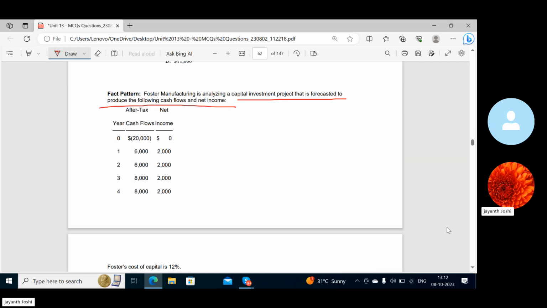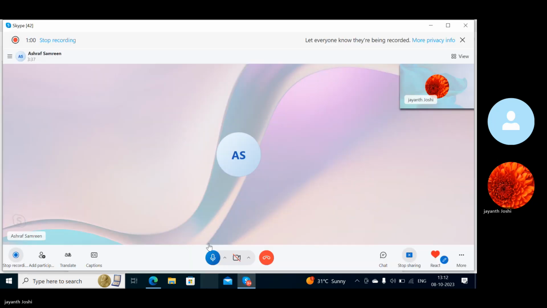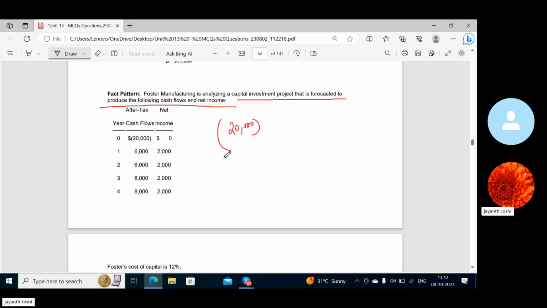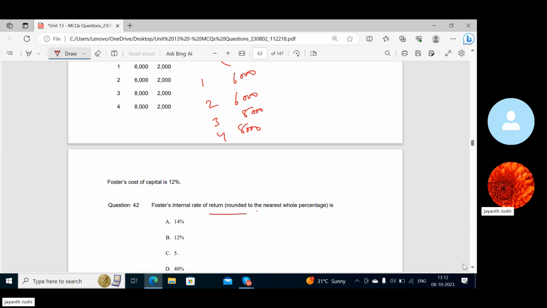So what are you going to do? You are going to take the cash flows, right? That is what we always do. So after-tax cash flows we will take. After-tax cash flows are 20,000 at the 0th period, then year 1 we have 6,000, year 2 we have 6,000, year 3 we have 8,000, year 4 we have 8,000. And then the discount factors we are going to take.